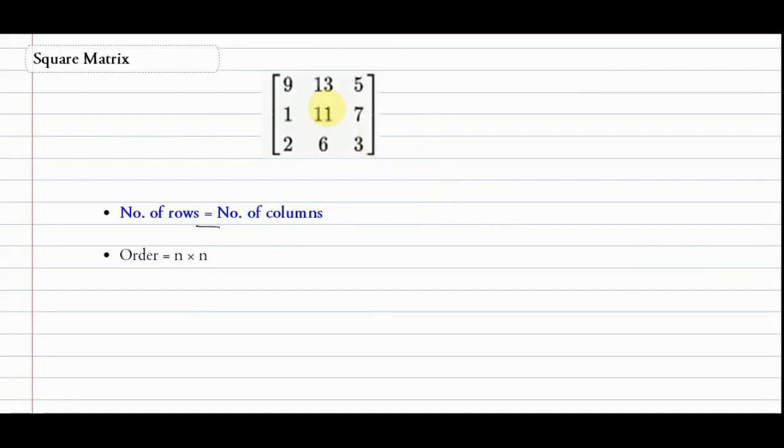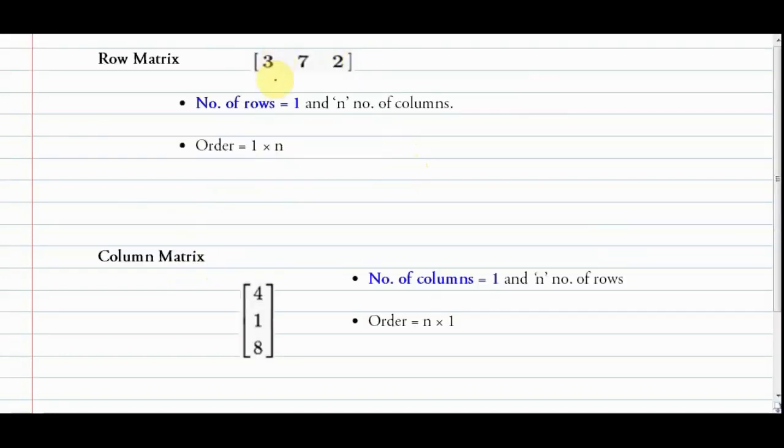So here we have an example for square matrix. You can see that we are having 3 rows here and also 3 columns. So it's a 3 by 3 matrix. Number of rows and number of columns are equal, and therefore it's a square matrix. So in general, order of a square matrix will be n by n. Now, row matrix is a matrix in which number of rows is equal to 1. A matrix with only one row, that is a row matrix.